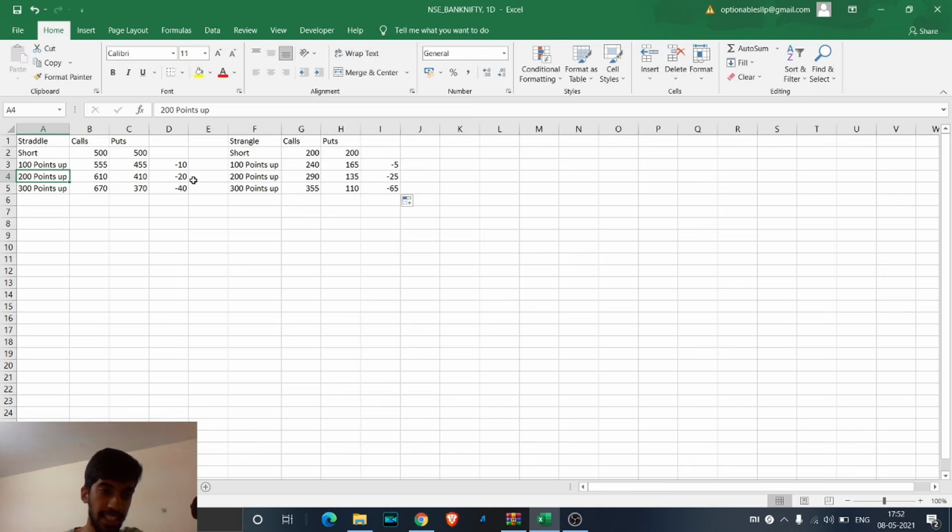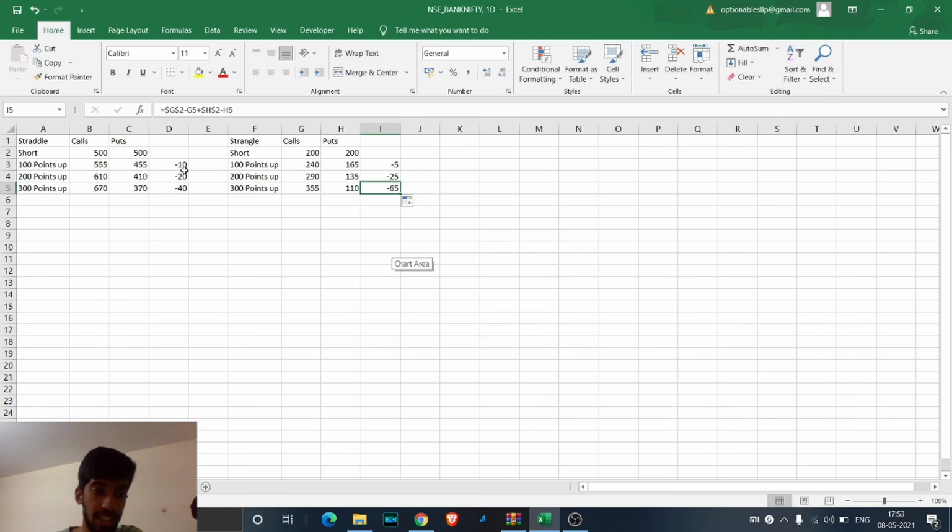When there's a 200 point immediate move, you are going to have a total loss of 20 points from a short straddle. This is considering there's no theta. And when there's a 300 point move in Bank Nifty very quickly, you're going to have a loss of almost 40 points. The call option has gone to 670, whereas the put option has come to 370. Whereas in a strangle, during the first 100 points move, you are not going to see wild M2M swings. But later you can see that at a 300 point move, a strangle is going to give you more loss than a straddle. So why do you think this happens?